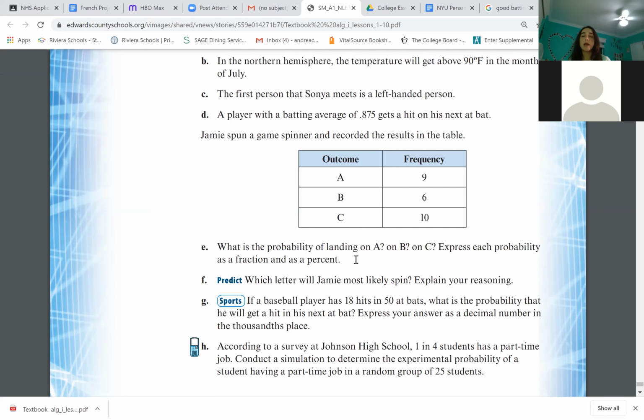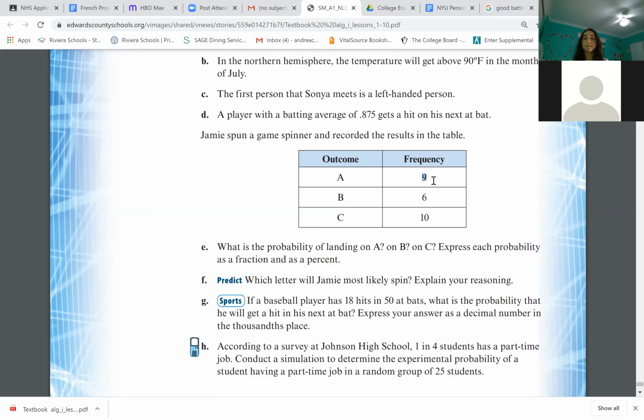Well, it's part over whole. So the probability of landing on A: A shows up 9 times. 9 out of what? If you do 9 plus 6 plus 10, you get 25. That's how many times she spun the spinner in total. But wouldn't that be the outcome of the events more than the probability? Yeah, so 25 is the total number of times she spun the game spinner. So 9 out of 25, 6 out of 25, and 10 out of 25.